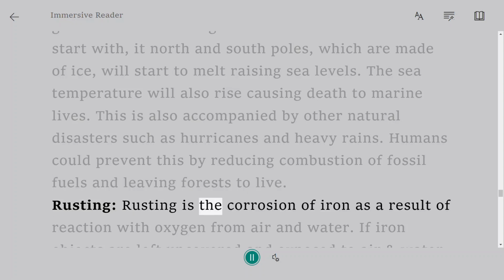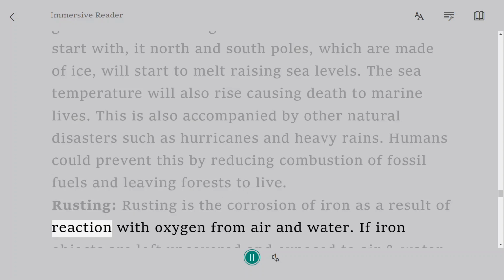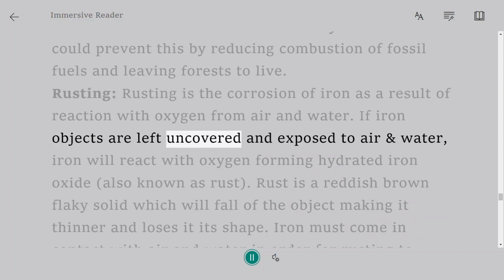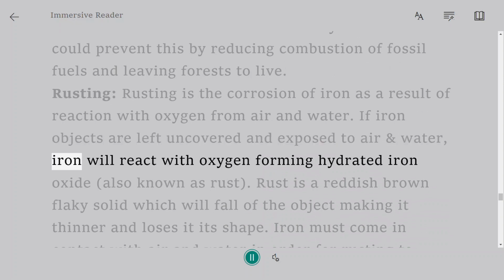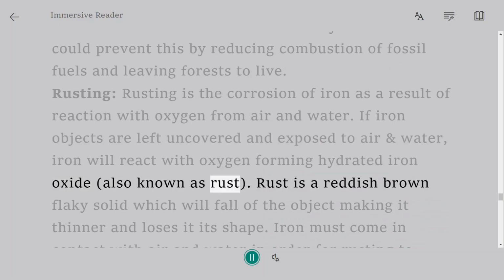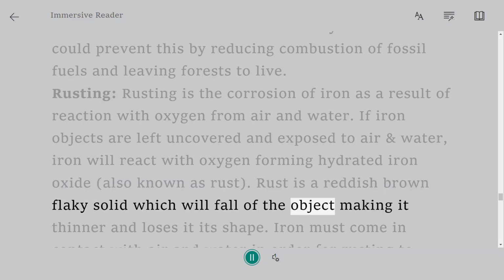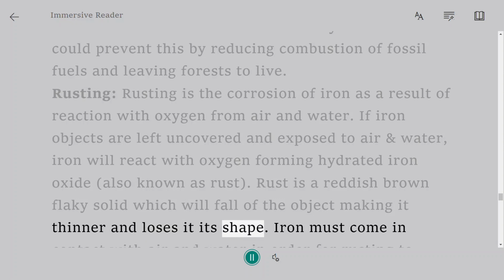Rusting is the corrosion of iron as a result of reaction with oxygen from air and water. If iron objects are left uncovered and exposed to air and water, iron will react with oxygen, forming hydrated iron oxide, also known as rust. Rust is a reddish-brown flaky solid which will fall off the object, making it thinner and losing its shape.